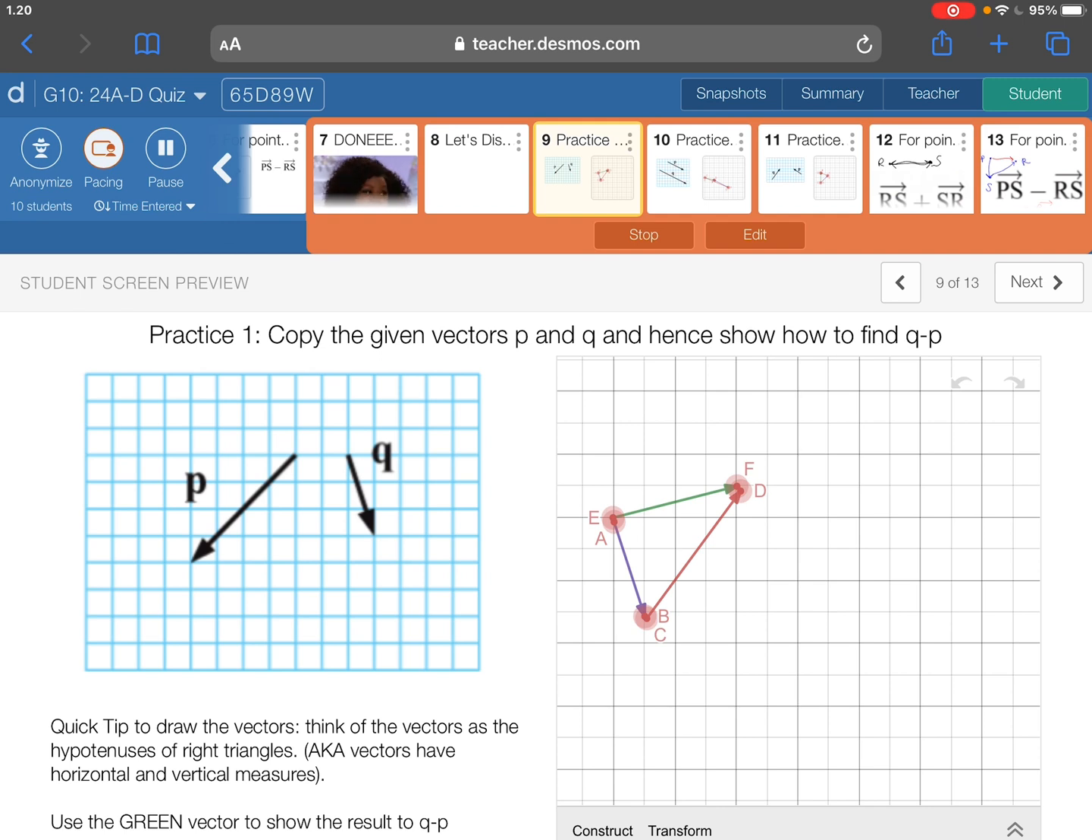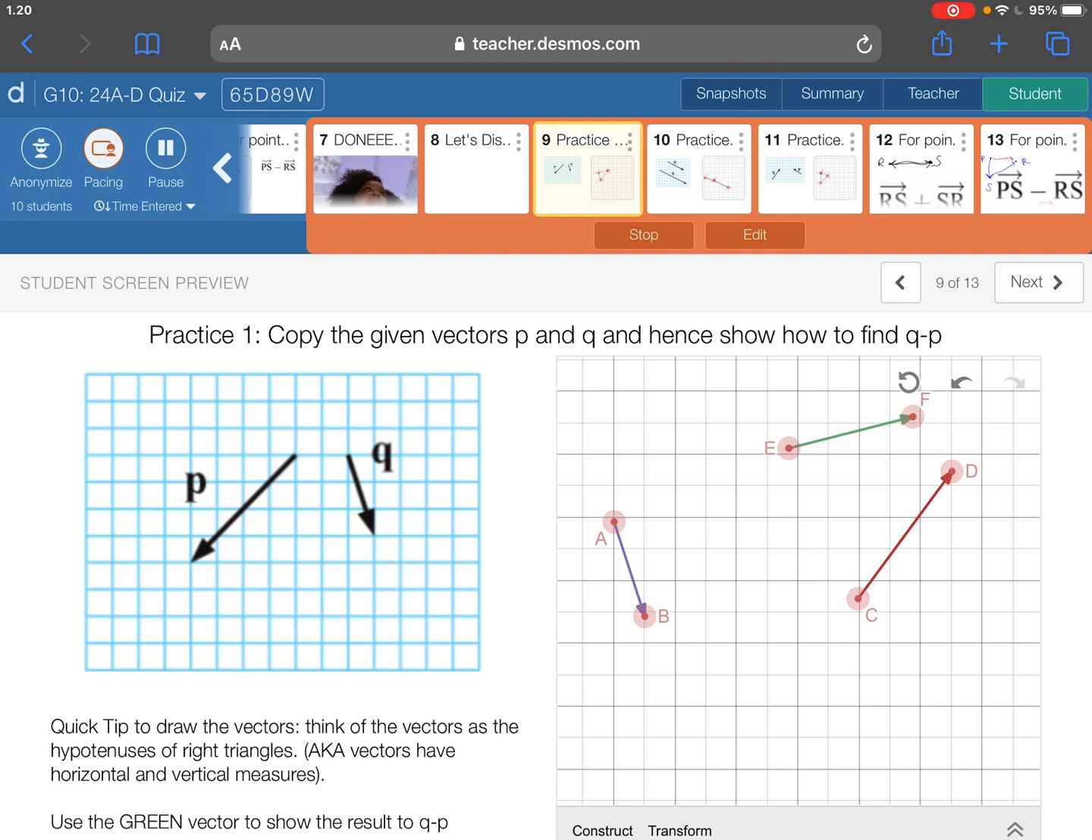All right, so practice 1, it says copy the given vectors, P and Q, and hence show how to find Q minus P. By the way, the banging noise in the back is construction. Sorry, guys. All right, so we're going to start with Q because that's what it says, right? Q minus P. So Q is 3 up, and then 1 to the right, so it is pointing to southeast, towards south though.